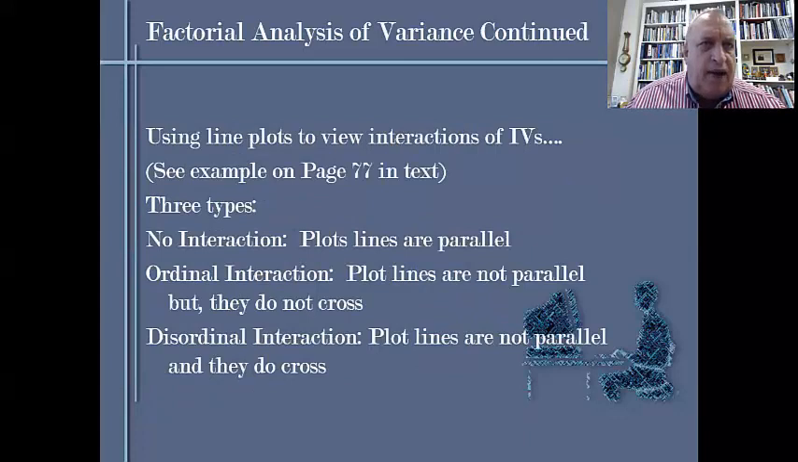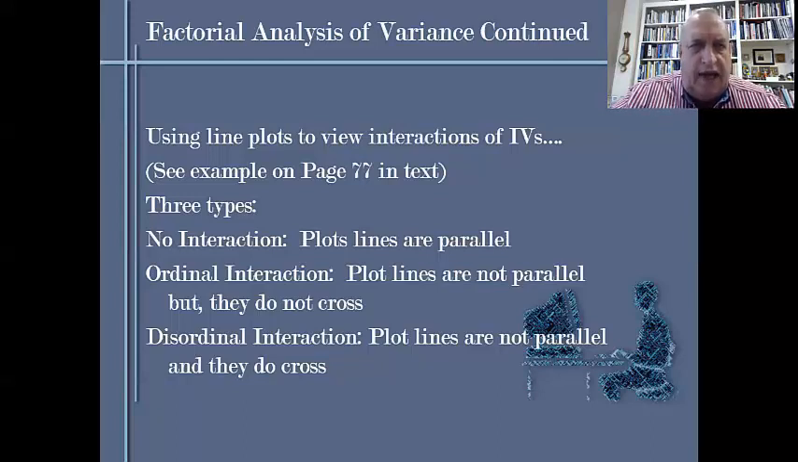Now, using the line plots, we view the interaction of the independent variables, and you can see the example on page 77 in the text. And there are 3 types of plots that we can find. There's no interaction, where the plot lines are parallel. There's ordinal interaction, where the plot lines are not parallel, but they do not cross. And then we have disordinal interaction, where the plot lines are not parallel and they do cross. When you look at our example that we worked through in the textbook, you will find that we have a disordinal interaction, but this is not going to be fatal for the factorial analysis of variance.